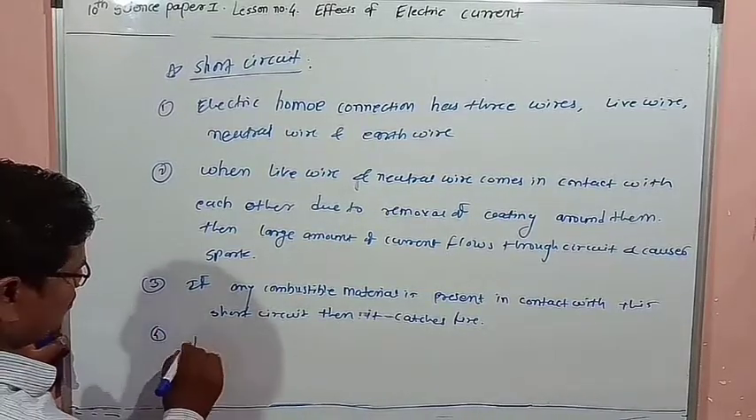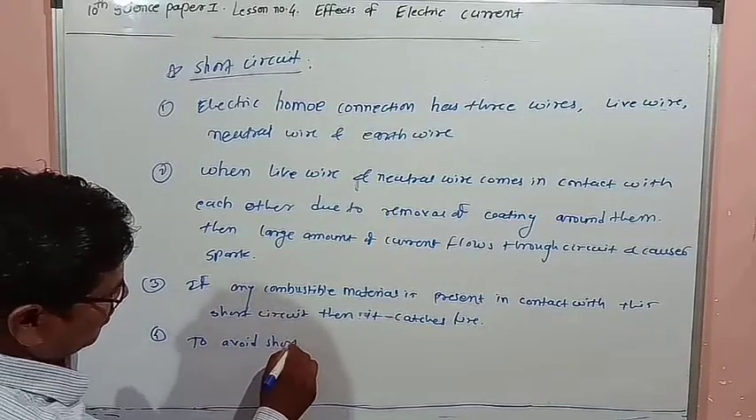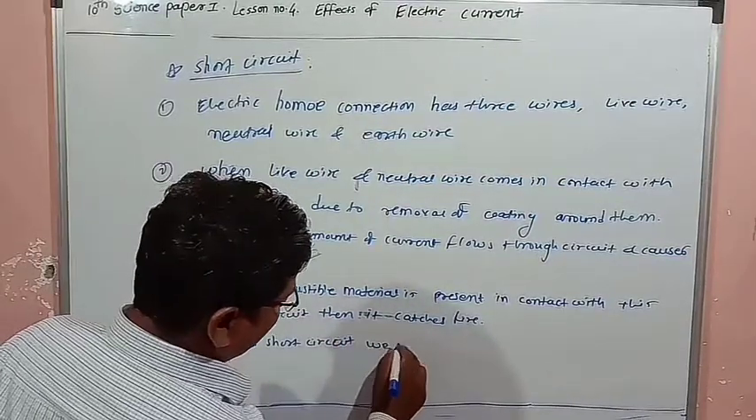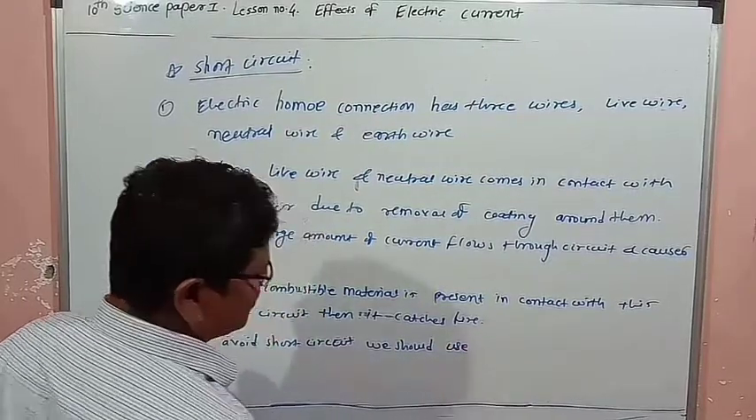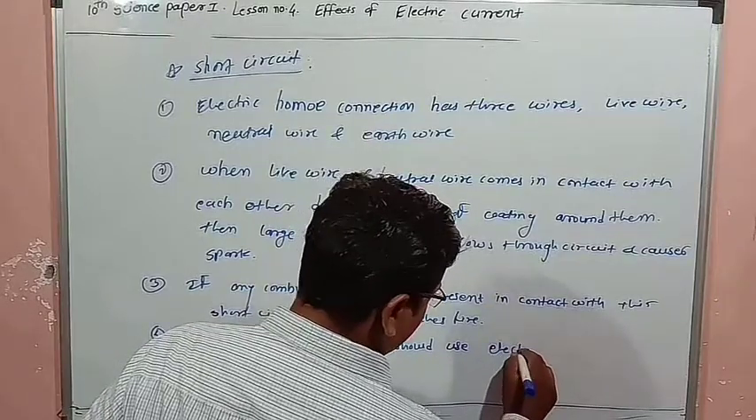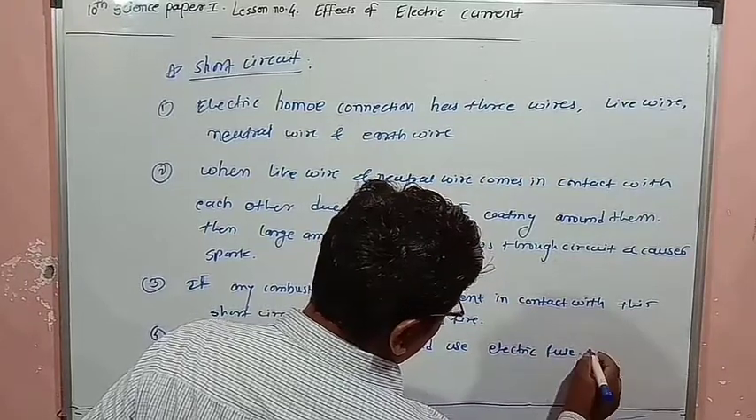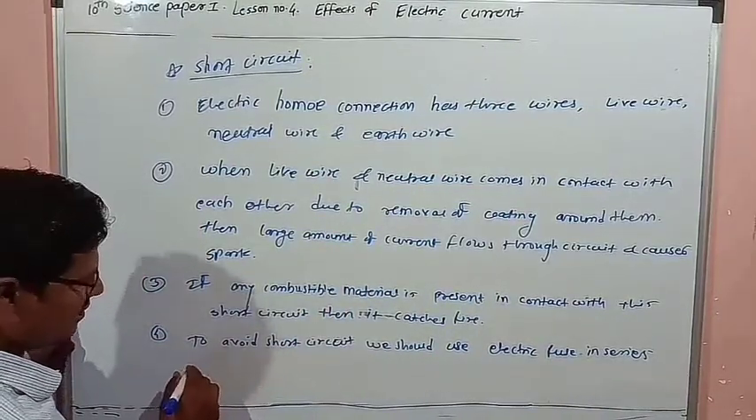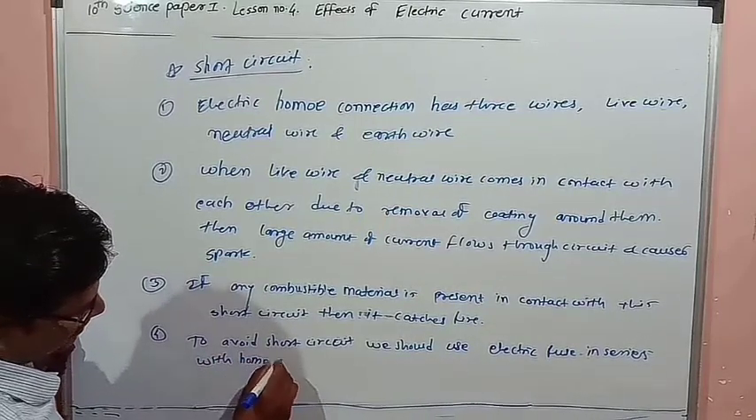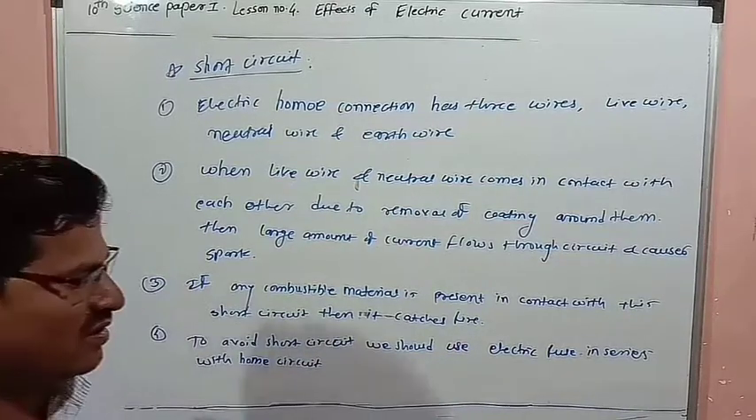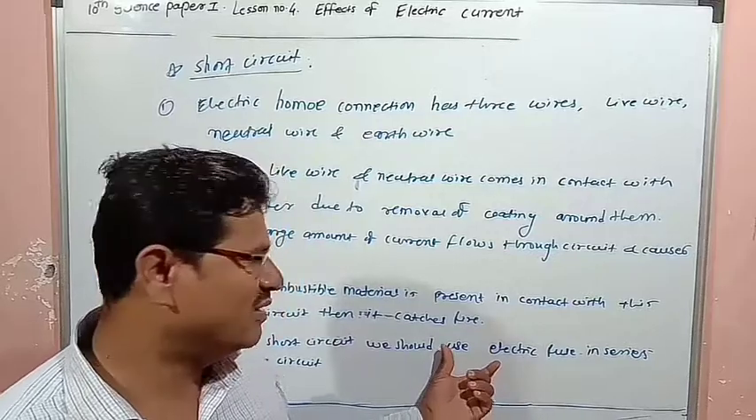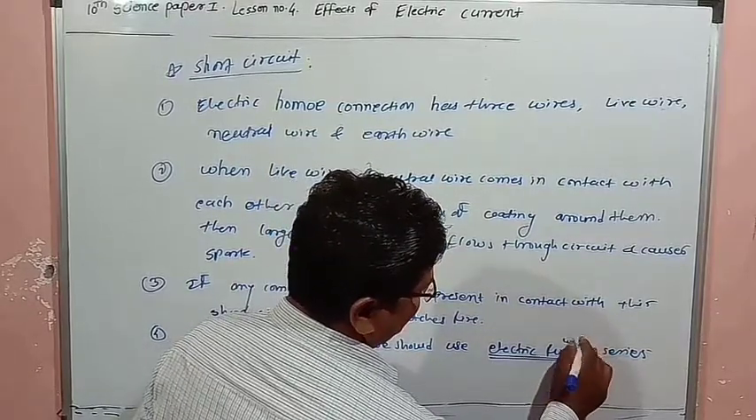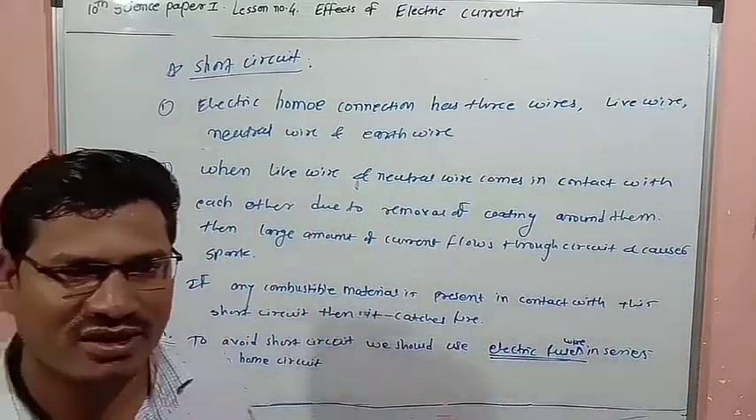And the next thing is, to avoid short circuit, we should use an electric fuse in series with the home circuit. So if a large current is passing through that circuit, then this electric fuse wire will melt, and then it will stop the electric current.